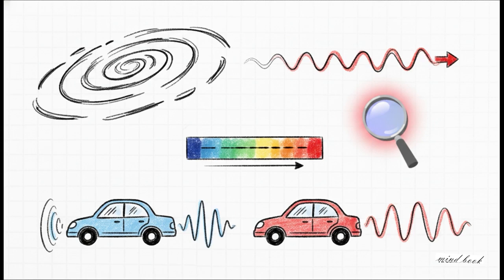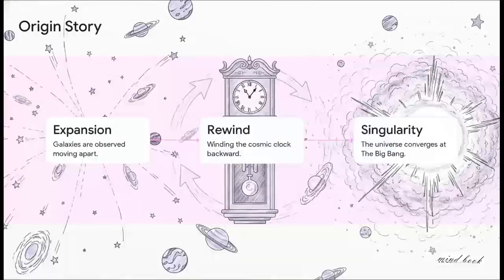Because the light from those distant galaxies was stretched out, or redshifted, it meant they were moving away from us. And not only that, but the farther away they were, the faster they were receding. Watch how this logically builds into an incredible origin story.